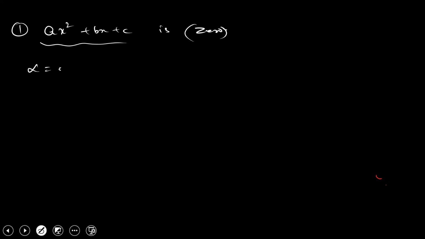Now we'll discuss. I'm going to give you a question. Listen to this carefully. Given that one of the zeros of a quadratic polynomial ax square plus bx plus c is 0, so alpha is 0, what is the value of beta? 30 seconds time, do it fast.